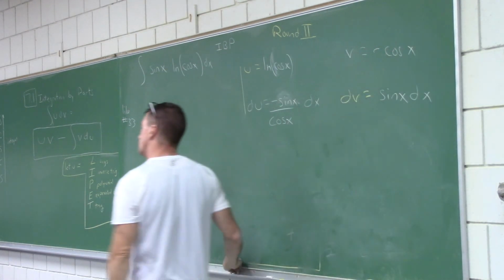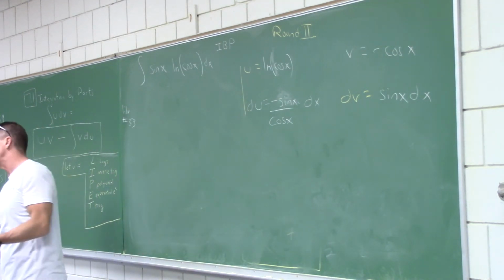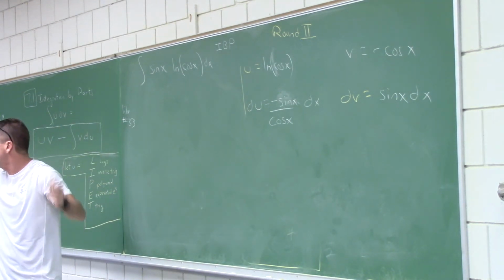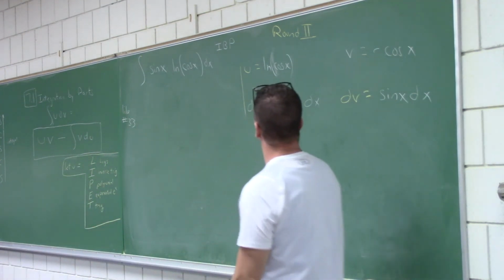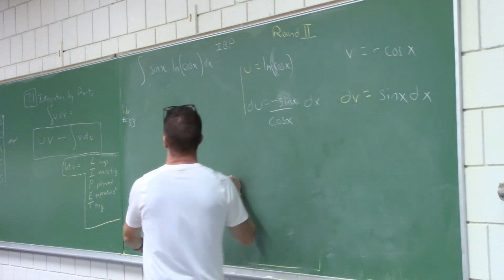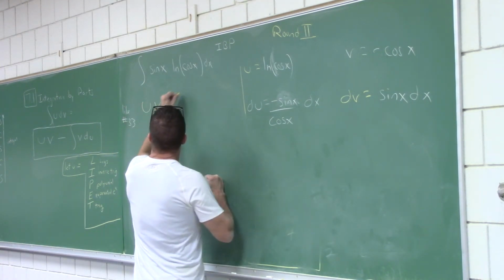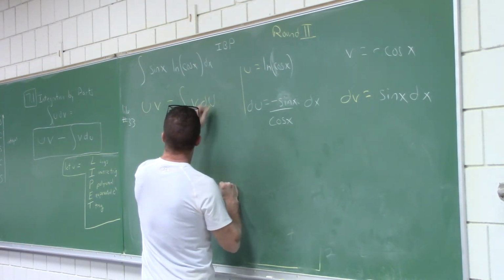So your method would have worked. You just eventually would have used integration by parts. I guess we're just doing it all at once. You might find your method a little bit more elegant. All right, I'm going to go do it. uv minus the integral of v du.